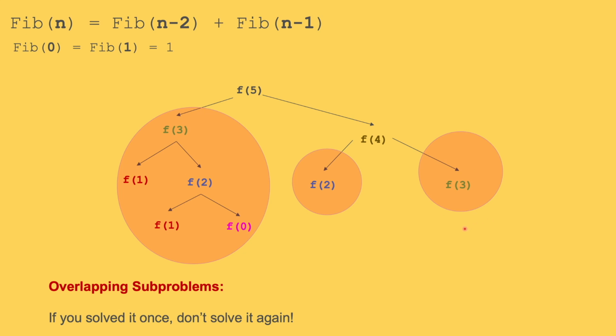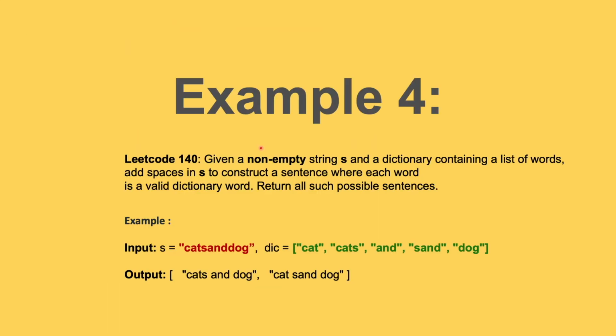If you need to know more details about what memoization and dynamic programming are, you're welcome to watch my video on dynamic programming. But for now, I think this is enough introduction to be able to solve a more complicated backtracking example that requires memoization or dynamic programming. Let's look at this example. This is Leetcode problem 140.